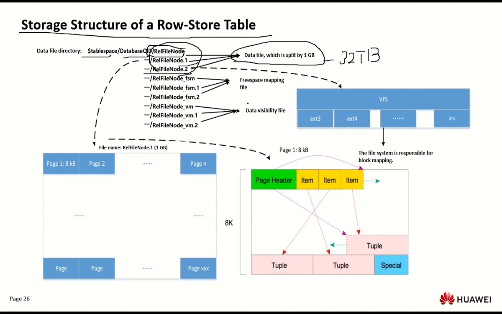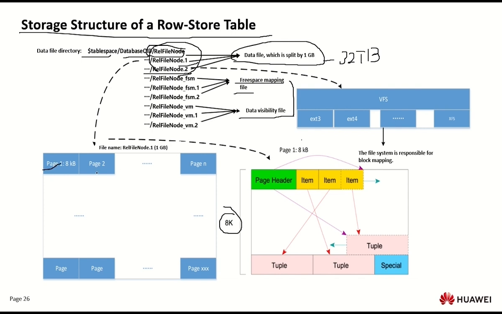Also, it will create a free space mapping file in here. Each byte will map to a number of blocks. Also, we have data visibility files, which means each bit will map to the blocks. These two files will be used when we try to clean your database. So inside each of the files, it will be broken into 8 KB pages.